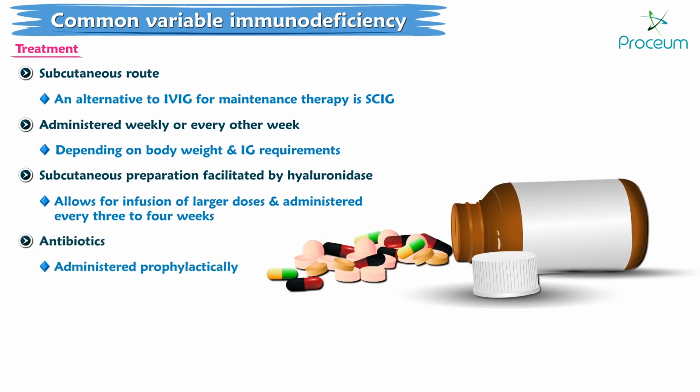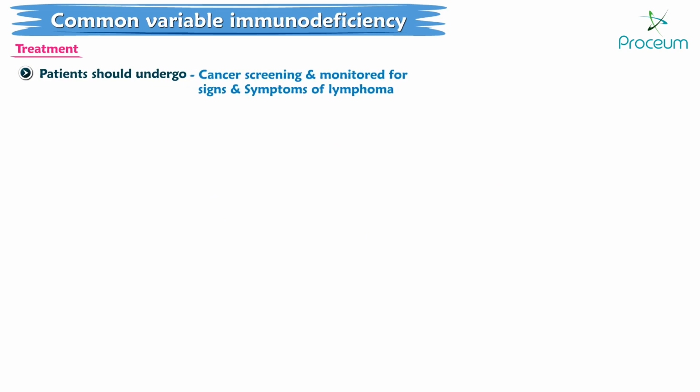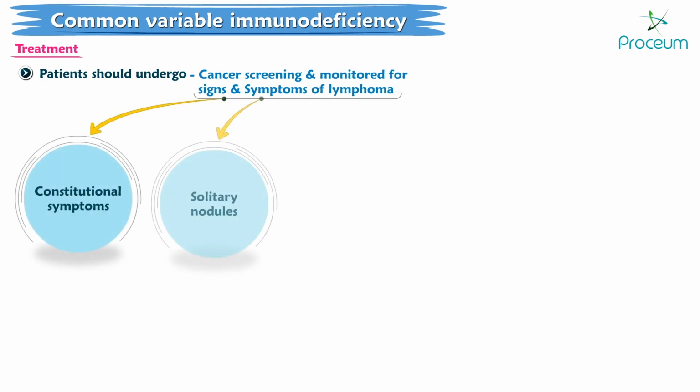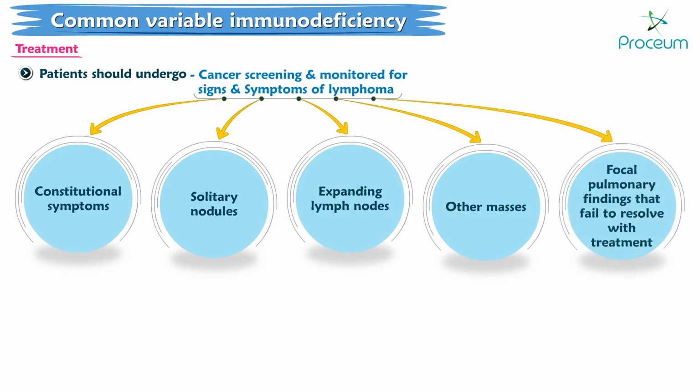Antibiotics may be administered prophylactically, as well as for the treatment of acute infections or exacerbations of chronic infections. Patients with CVID should undergo all age-appropriate cancer screenings and additionally be monitored for signs and symptoms of lymphoma. These include constitutional symptoms, solitary nodules, expanding lymph nodes, other masses, and focal pulmonary findings that fail to resolve with treatment.